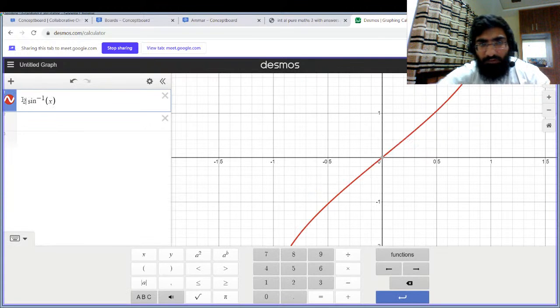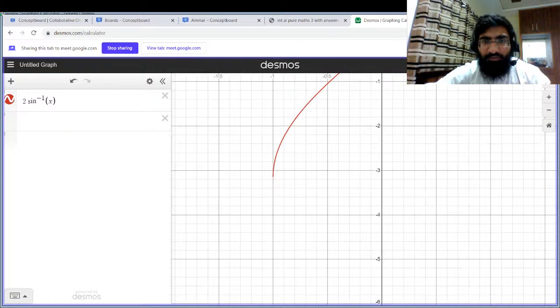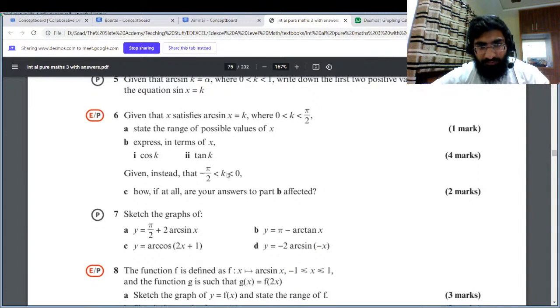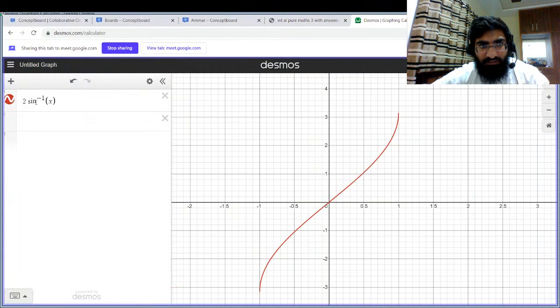And then when I make it 2 of this, so 2 of sine inverse of x will become what? It will go maximum to 1.57 times 2, which is 3.14, both in the negative and the positive quadrant. And then pi by 2 plus, it will move upwards by pi by 2. This is the first one. Then tan inverse x.